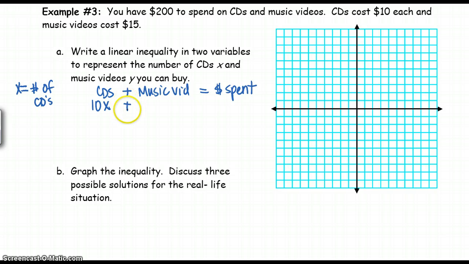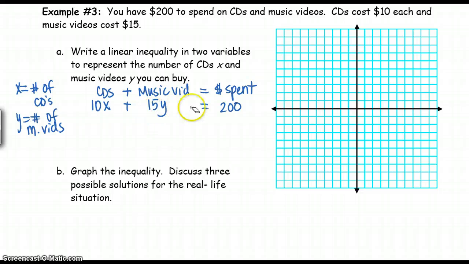For the music videos, we spent $15 each. So we'll say that's 15y. Y stands for the number of music videos. And altogether, we're spending $200. But wait, are we? 10x plus 15y represents how much money we spent on music videos and on CDs. We only have $200, so we can only spend exactly $200, or we have to spend less than $200. Now we have an inequality.